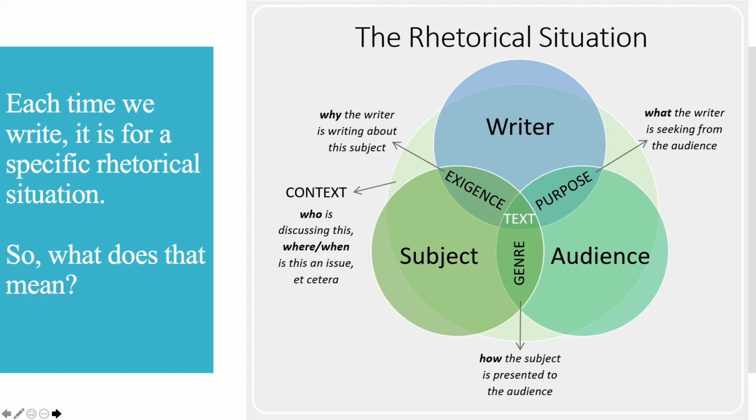Because you automatically adjust and do certain things because you realize that whatever text you are trying to compose, you're doing it for a specific reason, for specific people, using certain things. Therefore, you're always considering the context and the purpose and the audience when you write.